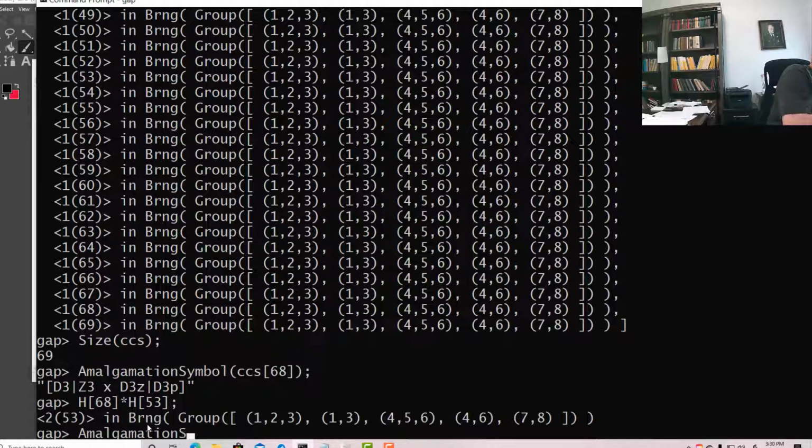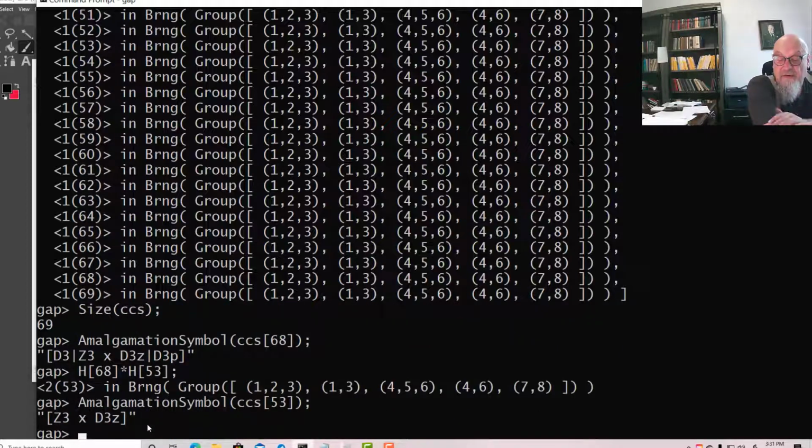And then I have here CCS, and this will be 53. Correct? D3Z3, D3Z, just a product. This is just a product. You see, we have an idea how to use these things, how to verify the multiplication.